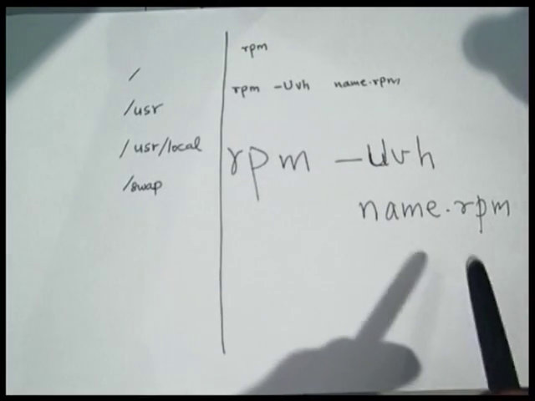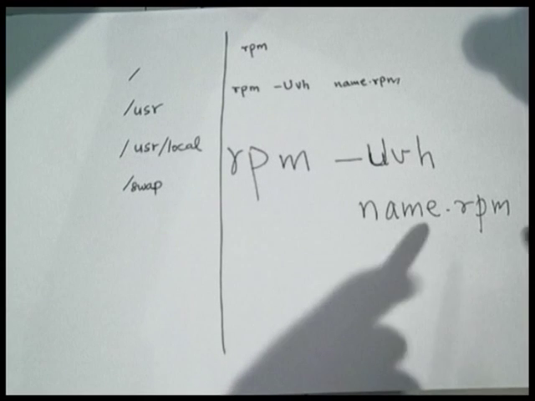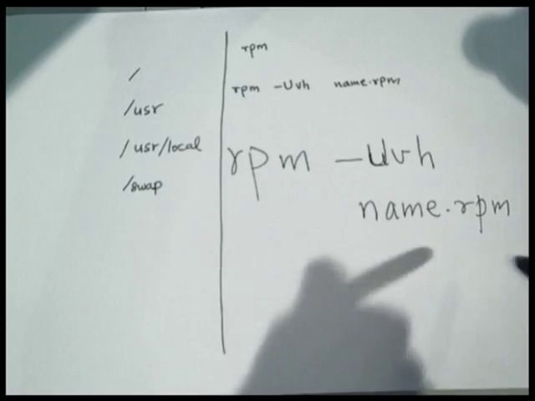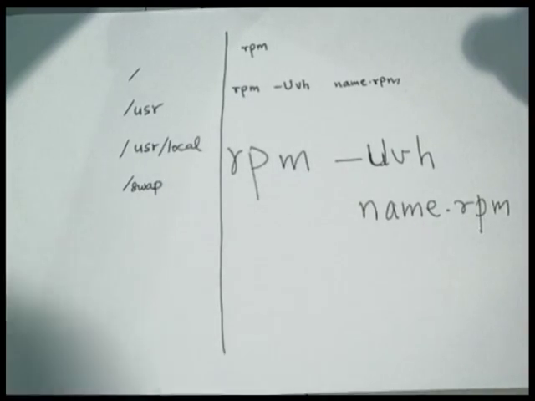RPM is actually a very powerful program. This file need not even be local. So instead of a file name, you can actually give a URL. It will actually download the file from there and then install it automatically, provided you have a good enough net connection. Alright, this is not what we are going to do, because we want to just understand it right from the beginning.